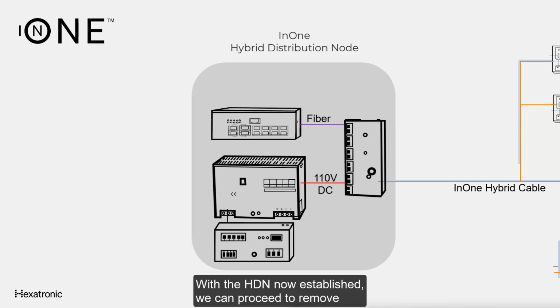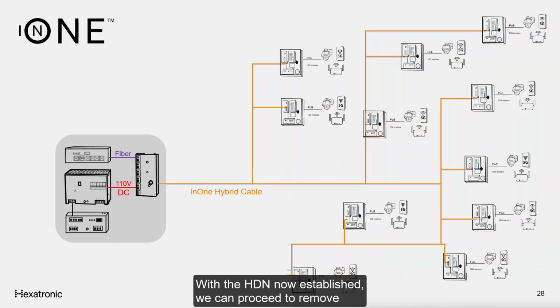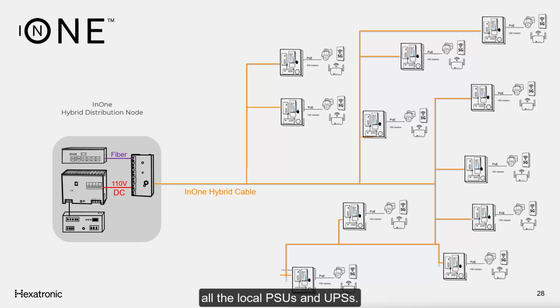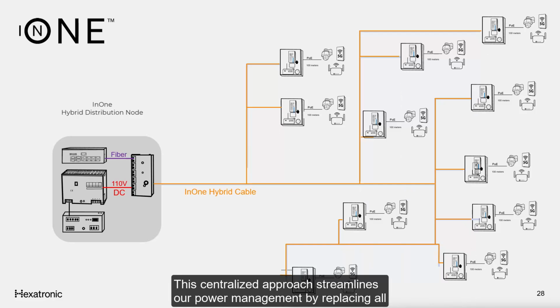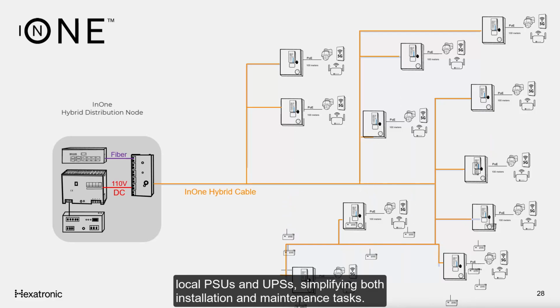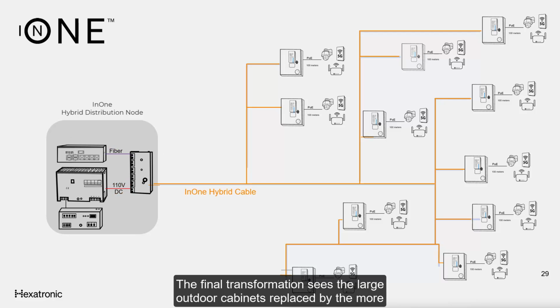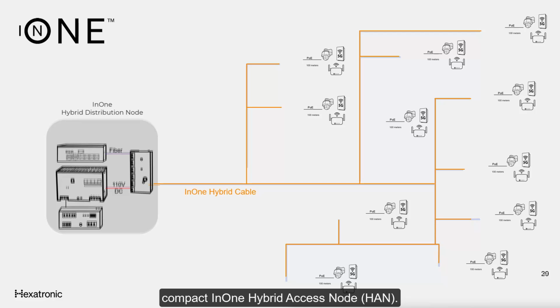With the HDN now established, we can proceed to remove all the local PSUs and UPSs. This centralized approach streamlines our power management by replacing all local PSUs and UPSs, simplifying both installation and maintenance tasks. The final transformation sees the large outdoor cabinets replaced by the more compact InOne hybrid access node.